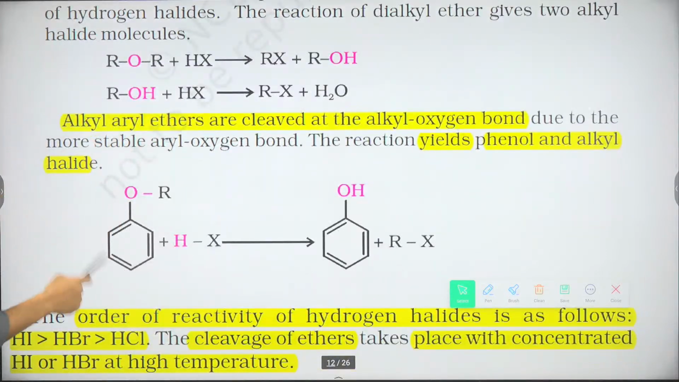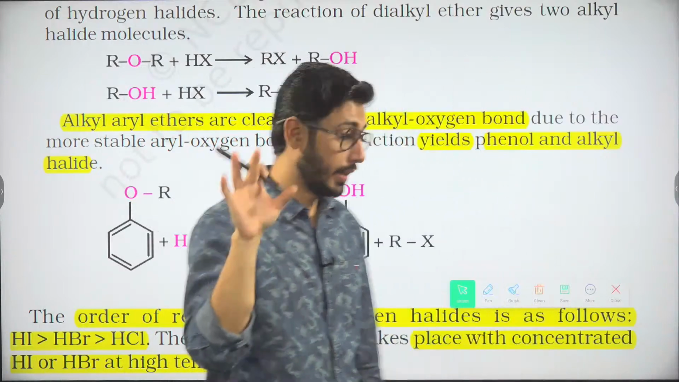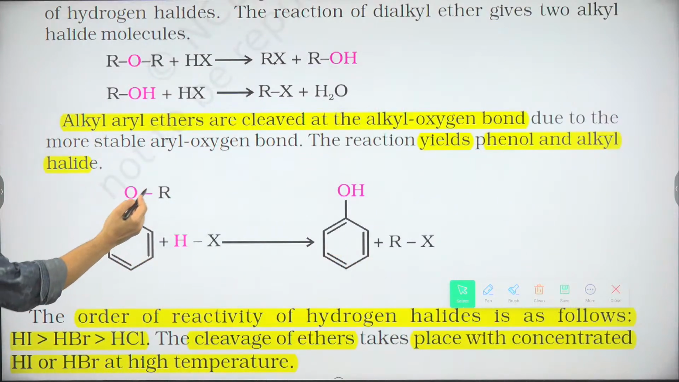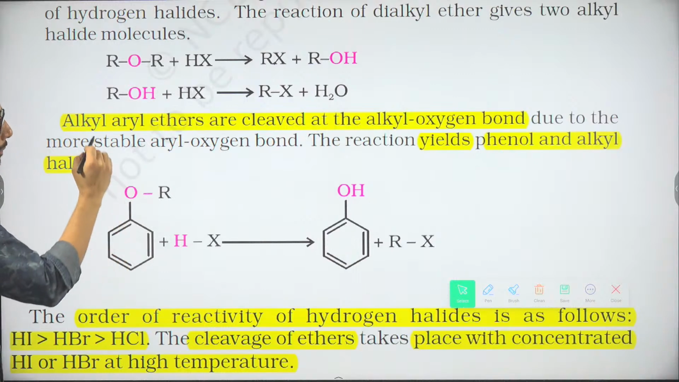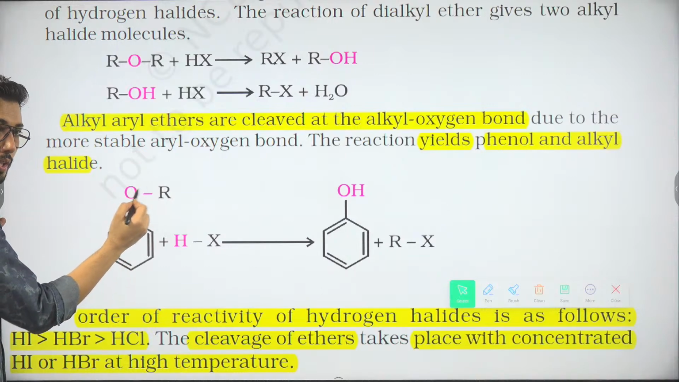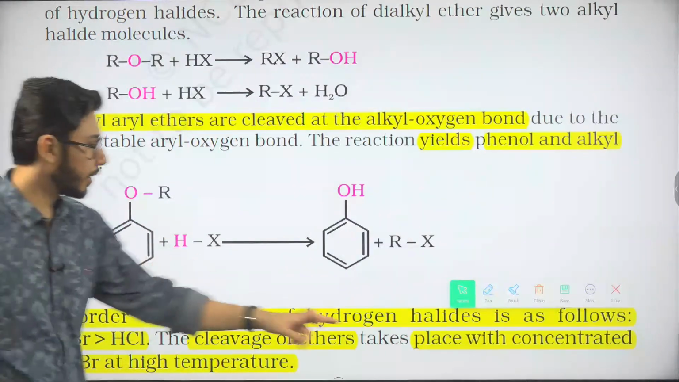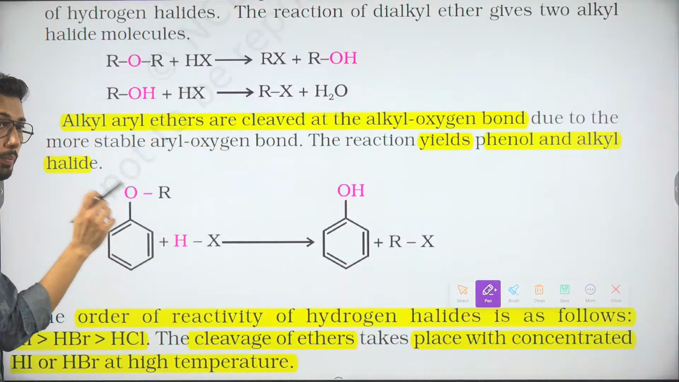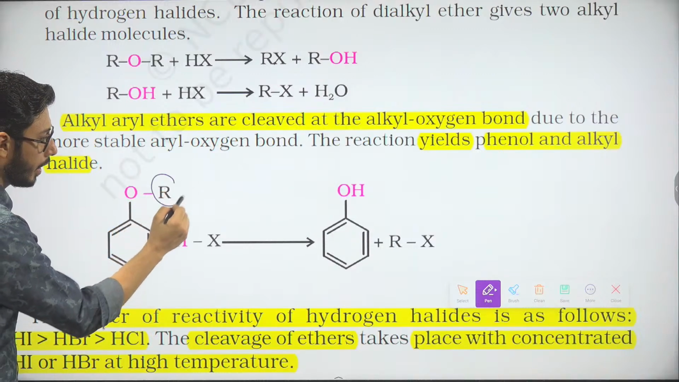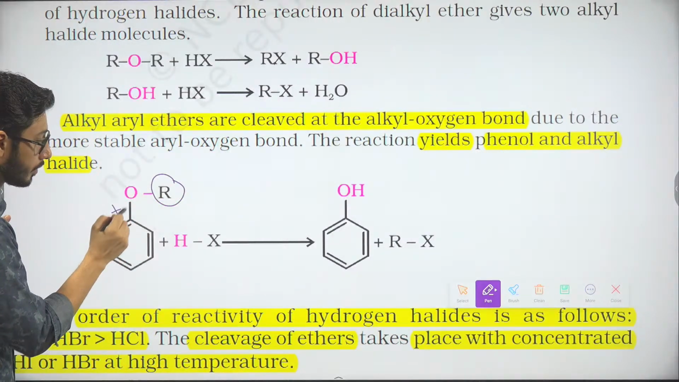Other point, this is important because previously also, one or two years back, a question was asked on aryl ethers. If you remember the SN1 or SN2 mechanism of ether, that is good. If you do not remember the mechanism, then at least remember this part. R-O with benzene, what's the name? This is an alkyl aryl ether, oxygen with an R group on both sides. Whenever this reacts with HX, always which bond should be cleaved? The alkyl oxygen bond. Always the alkyl oxygen bond is cleaved, not the aryl oxygen bond.